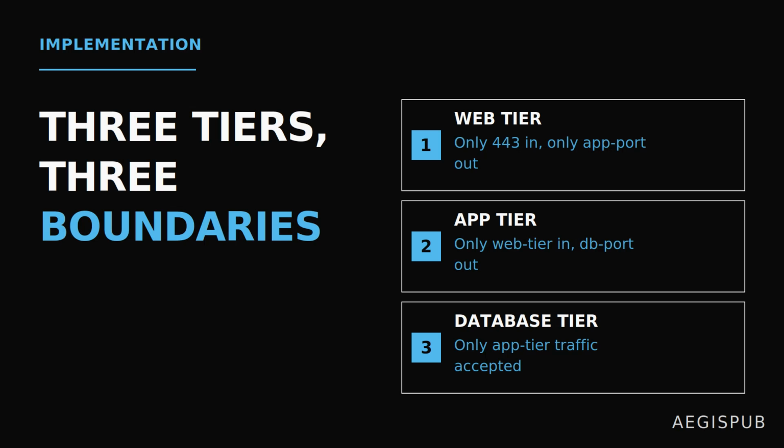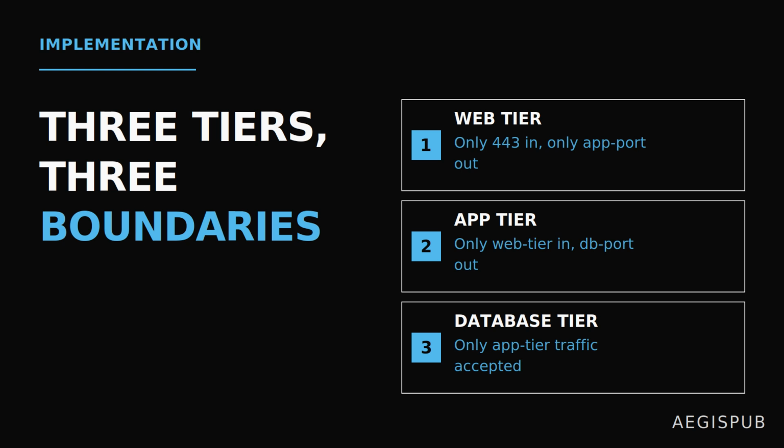The correct implementation places each tier in a dedicated subnet within a dedicated security group. The web tier security group permits inbound traffic from the internet on port 443 and inbound traffic from the load balancer's health check addresses and nothing else. It permits outbound traffic to the application tier security group on the specific port the application API listens on and nothing else.